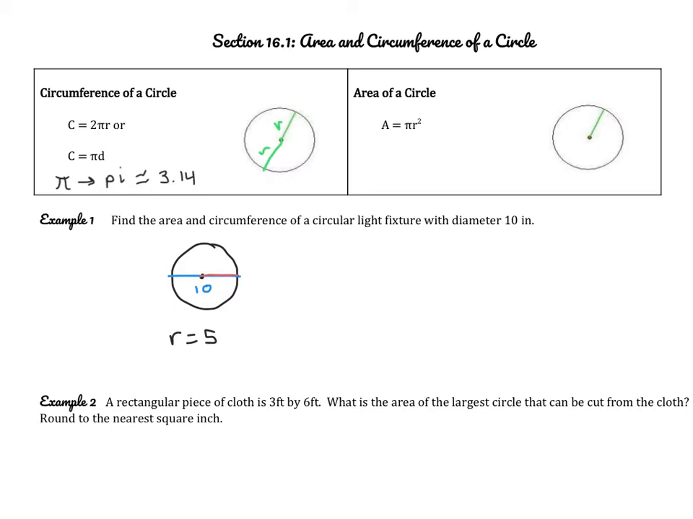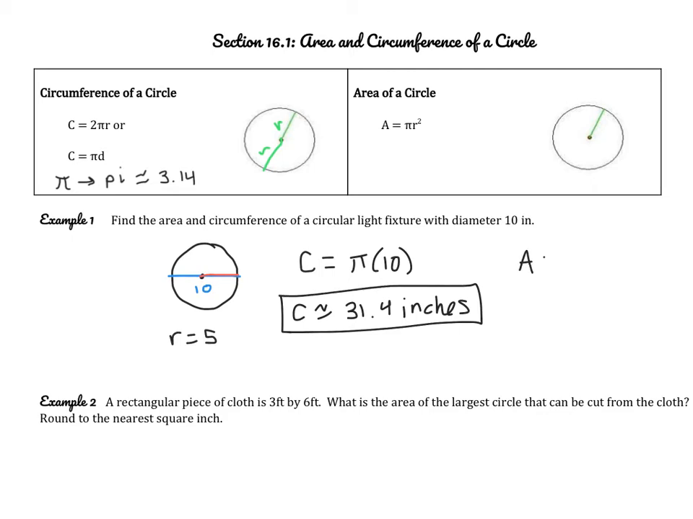To find the circumference, we can use that second formula, pi times d, because we're given the diameter. So pi times 10. Try to use the pi button on your scientific calculator. Then we can get the decimal approximation that the circumference is approximately 31.4 inches. We'll round to the nearest tenth.